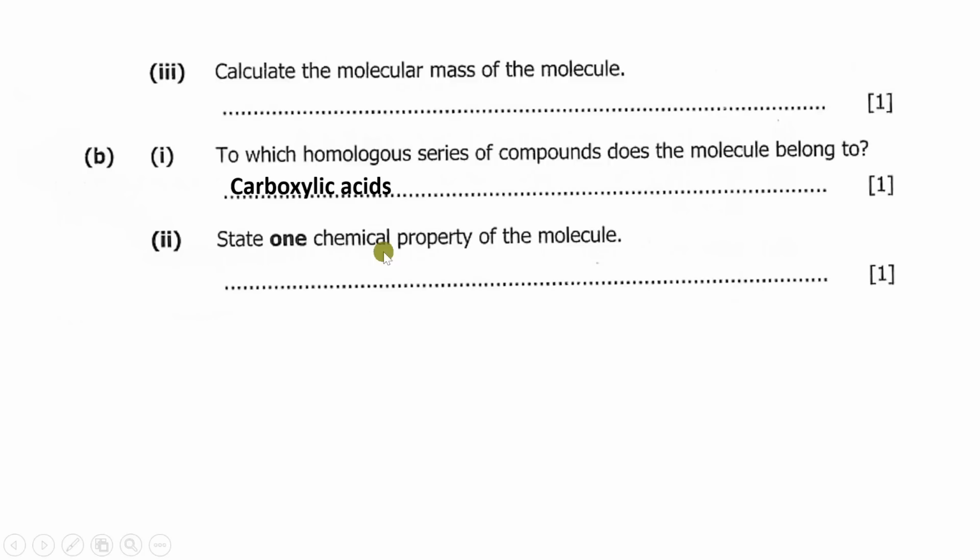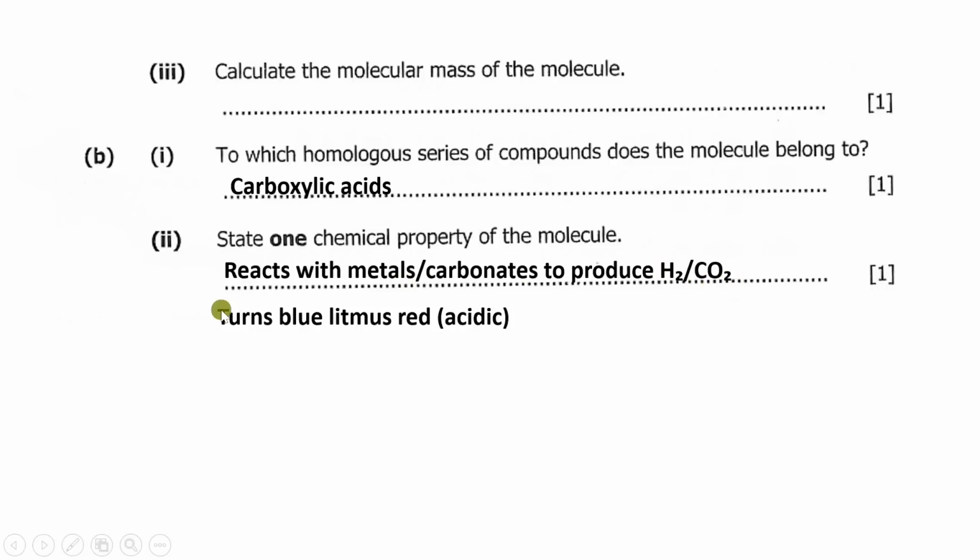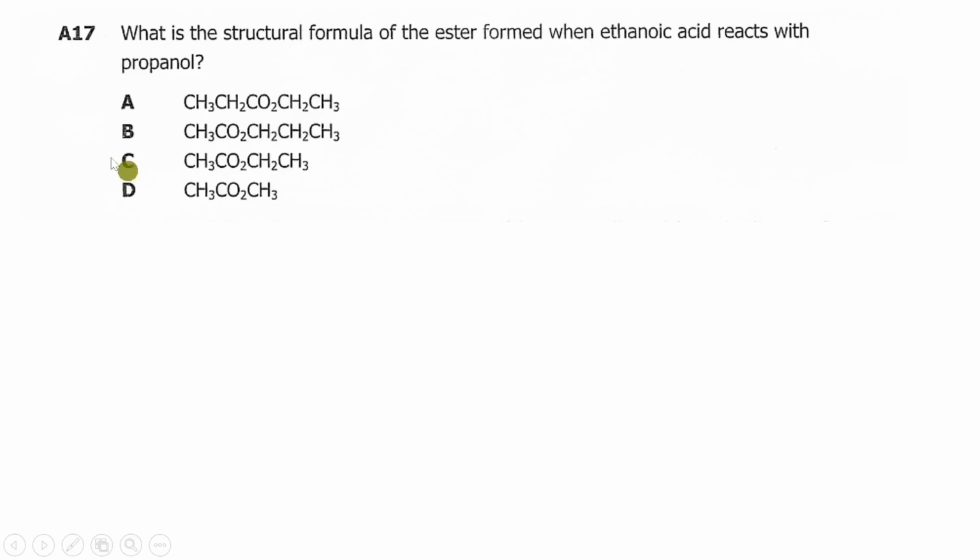Then to state one chemical property of the molecule, what are some of the chemical properties of carboxylic acid? You can say they react with metals or carbonates to produce hydrogen or carbon dioxide. You can say they turn blue litmus red in acid, just like that. Then we go to 17A.